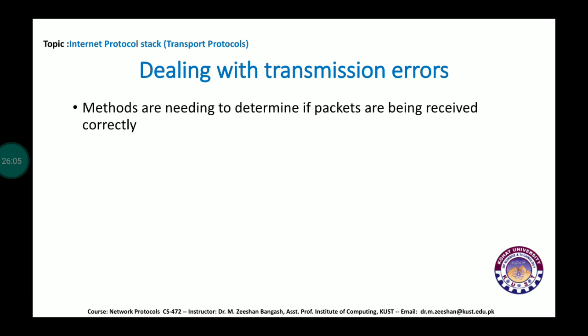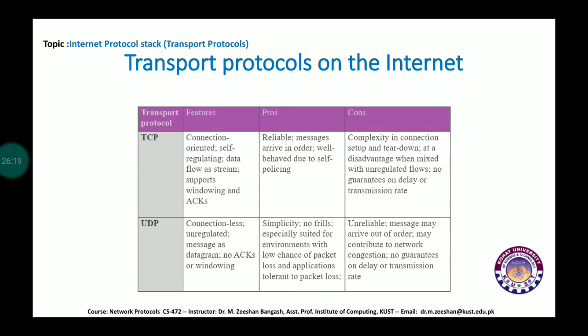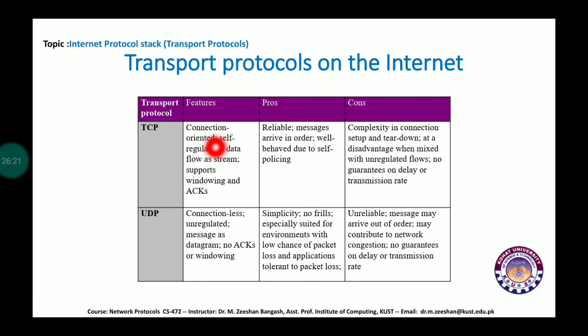So how do we deal with transmission errors? There are methods to determine if the packets are being received correctly. Examples are checksum and error correcting code. We already know this from the data communication and network course. There are also other protocols in the literature, the transport protocols on the internet, which we discussed in detail in the data communication and network course. That is TCP and UDP.